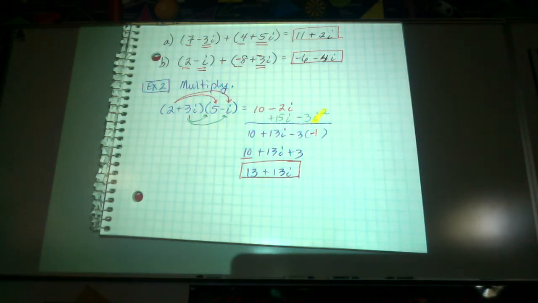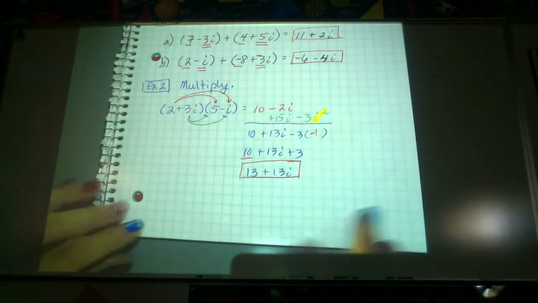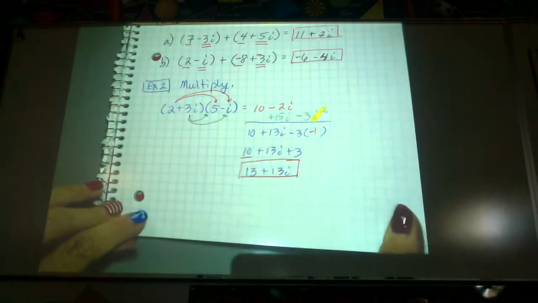This piece of cake so far. It gets harder. All right, so example 3. We okay? Okay.